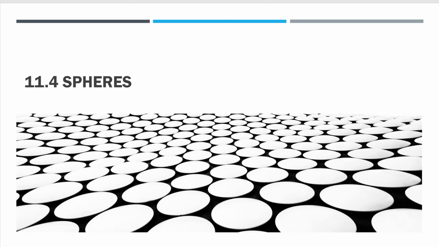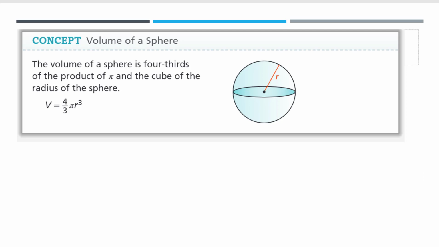Spheres, finding the volume of a sphere. On the first slide, we have the equation for the volume of a sphere. The volume is equal to 4/3 pi r cubed.